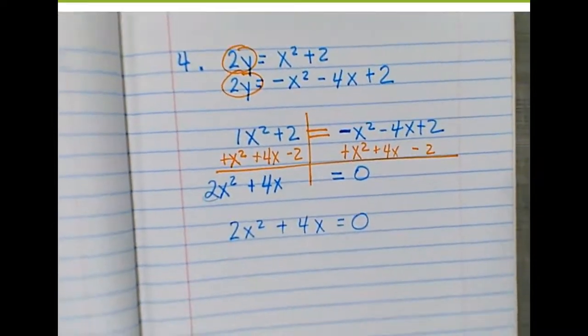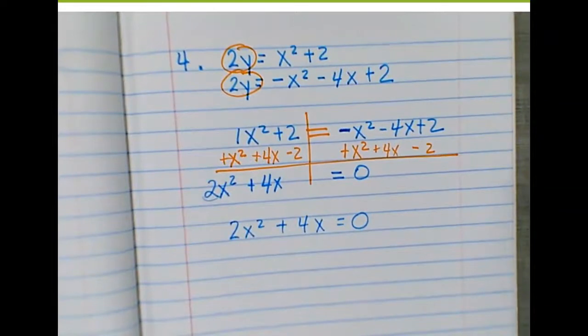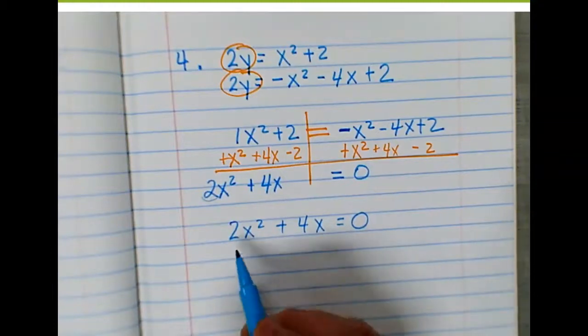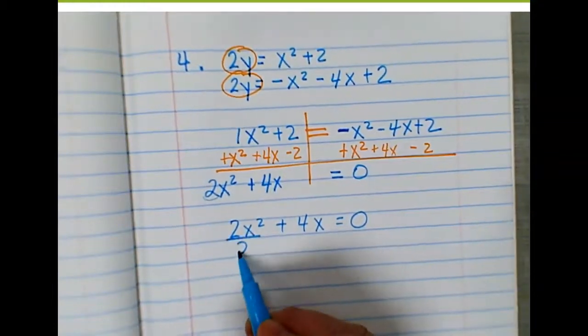That's not a trinomial. And it's not a perfect square. It's not a difference of two squares. The only way you can factor a binomial that's not a perfect square is GCF. Does it have a GCF? Not 2, but 2x.